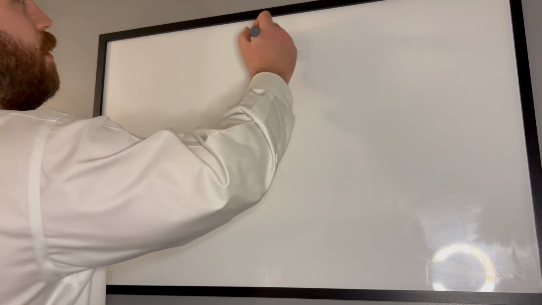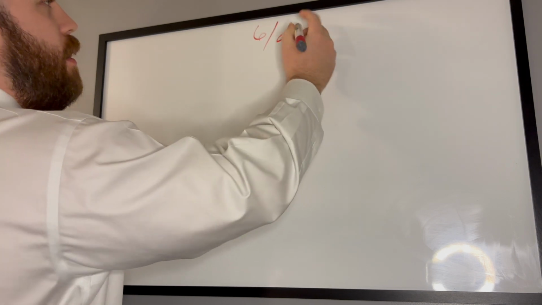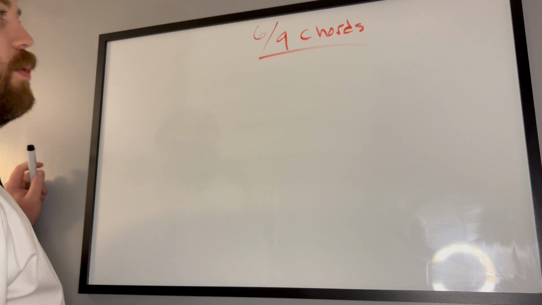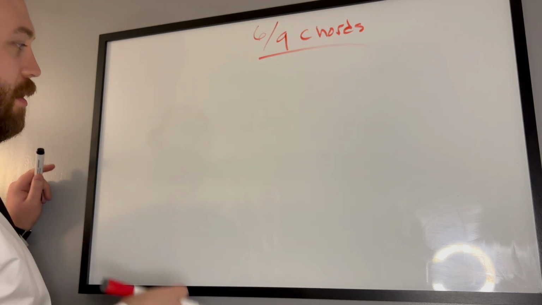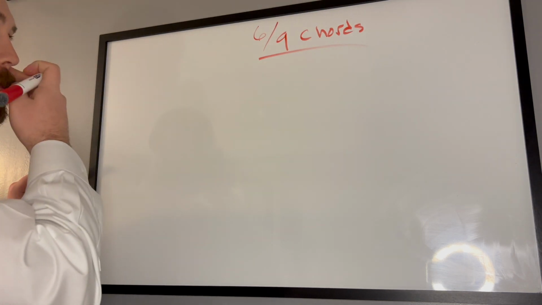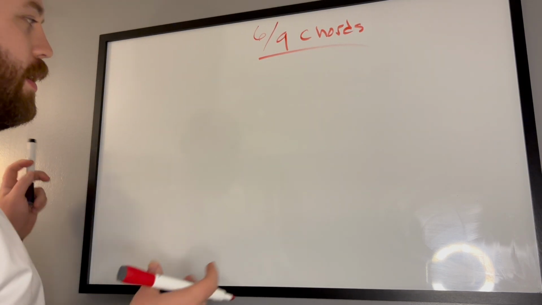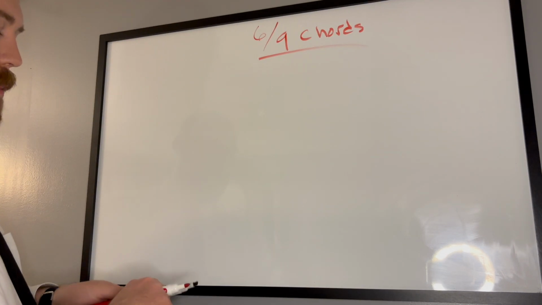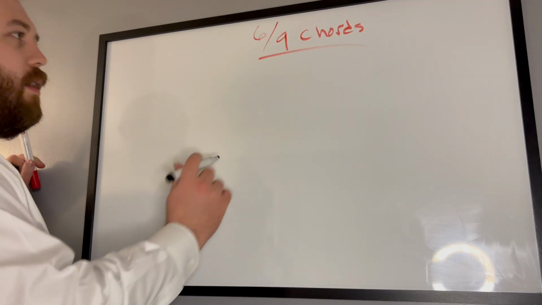Today we are looking at the usefulness of 6/9 chords. What are they? How do you use them? They're really helpful on guitar. So let's talk about them. First of all, what is it? Let's use our example key, C.